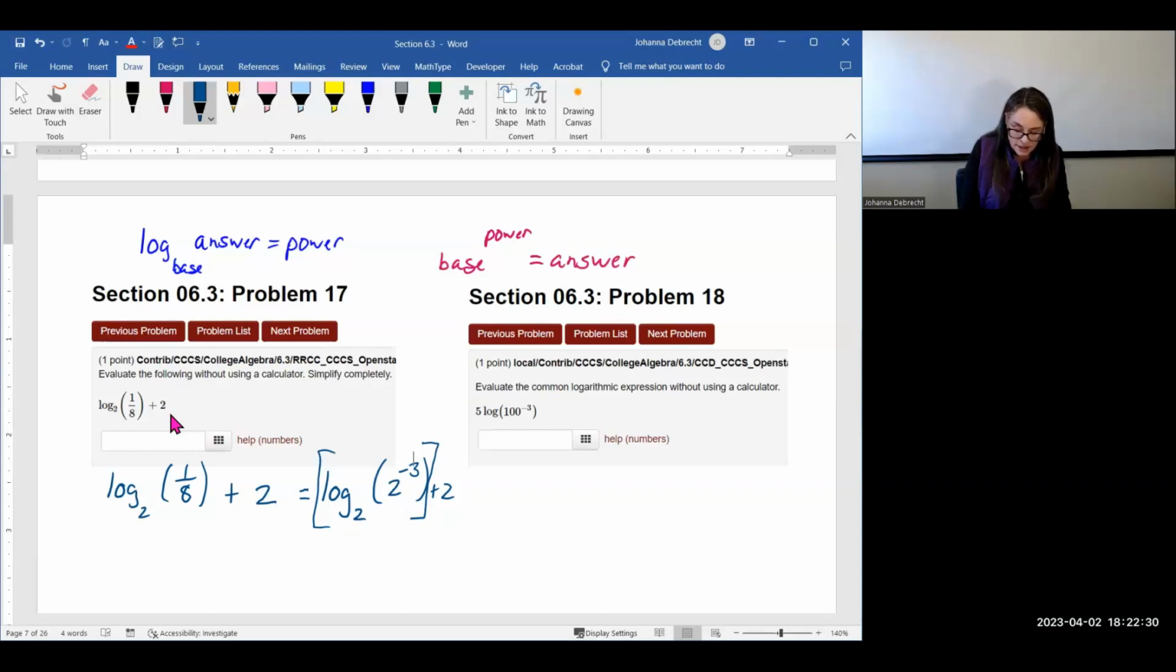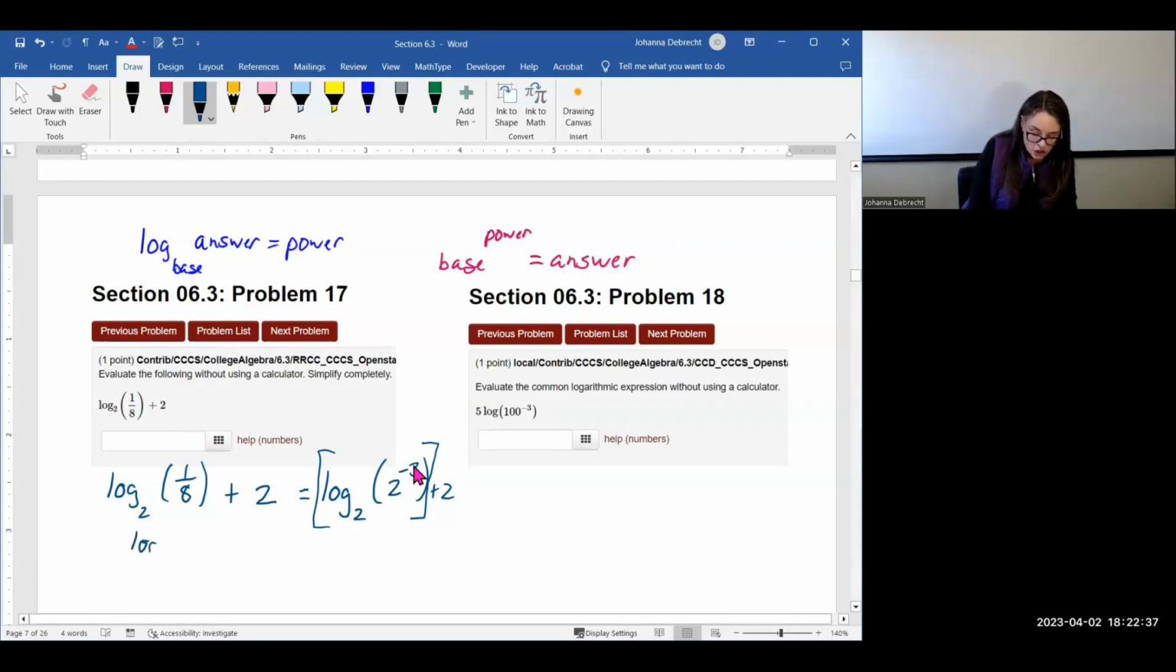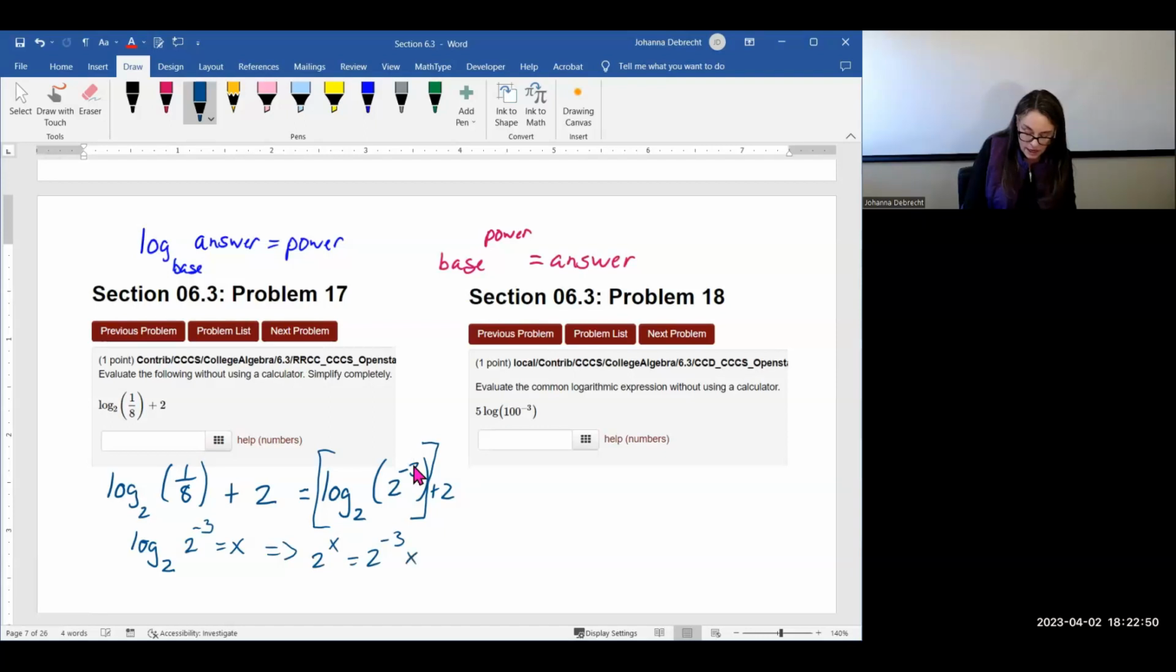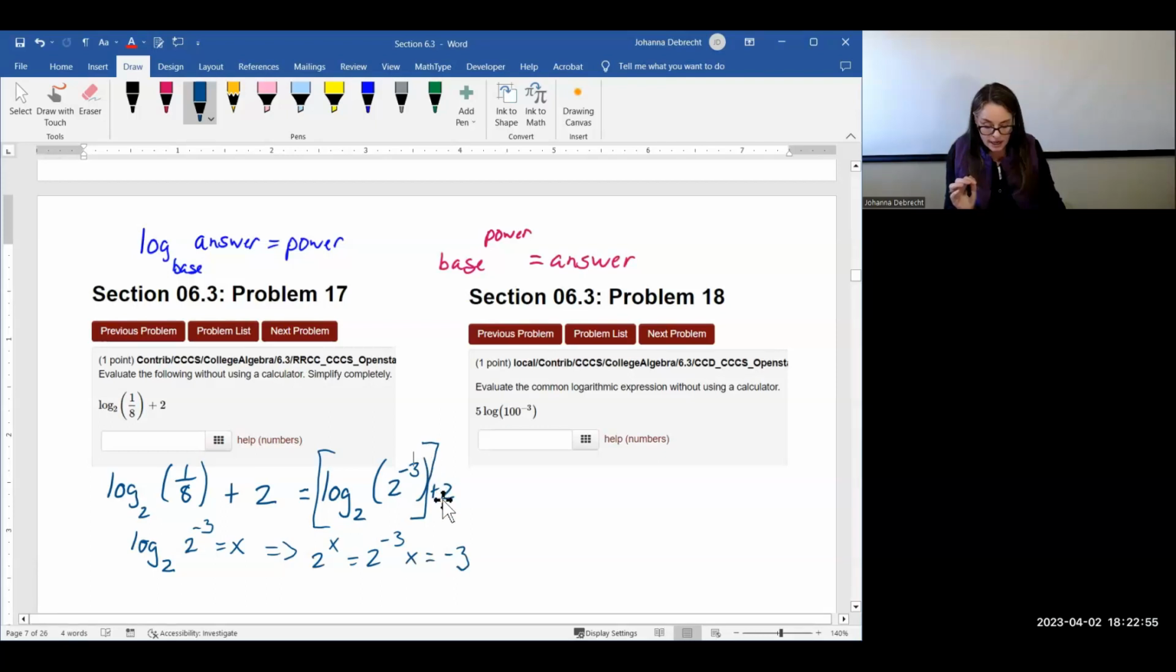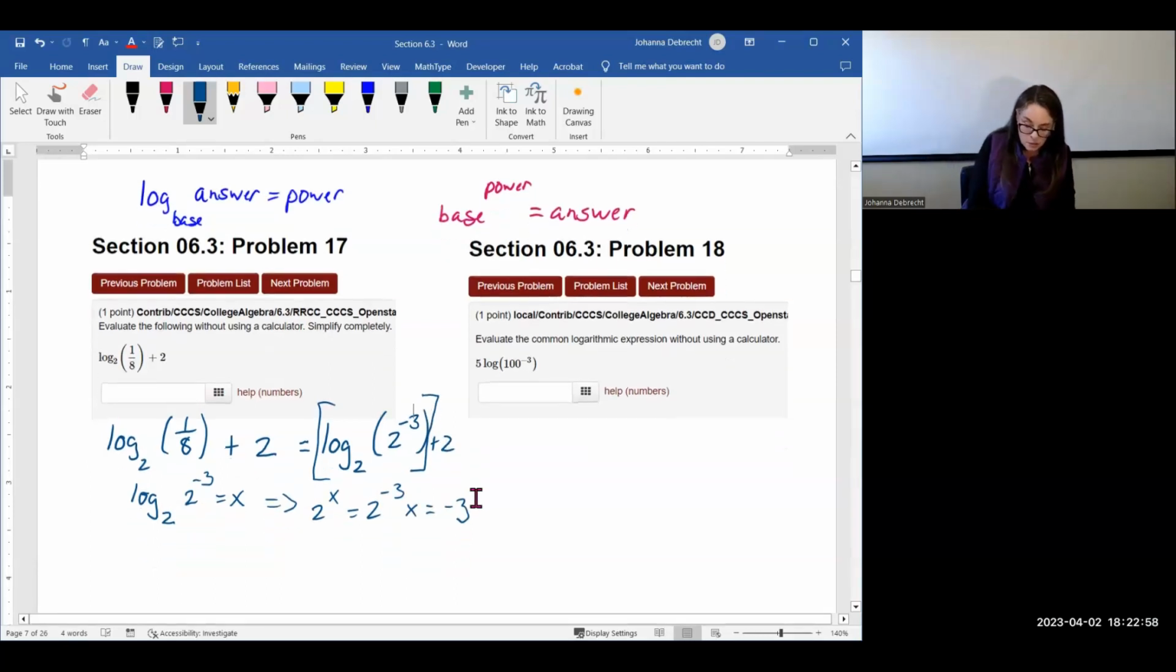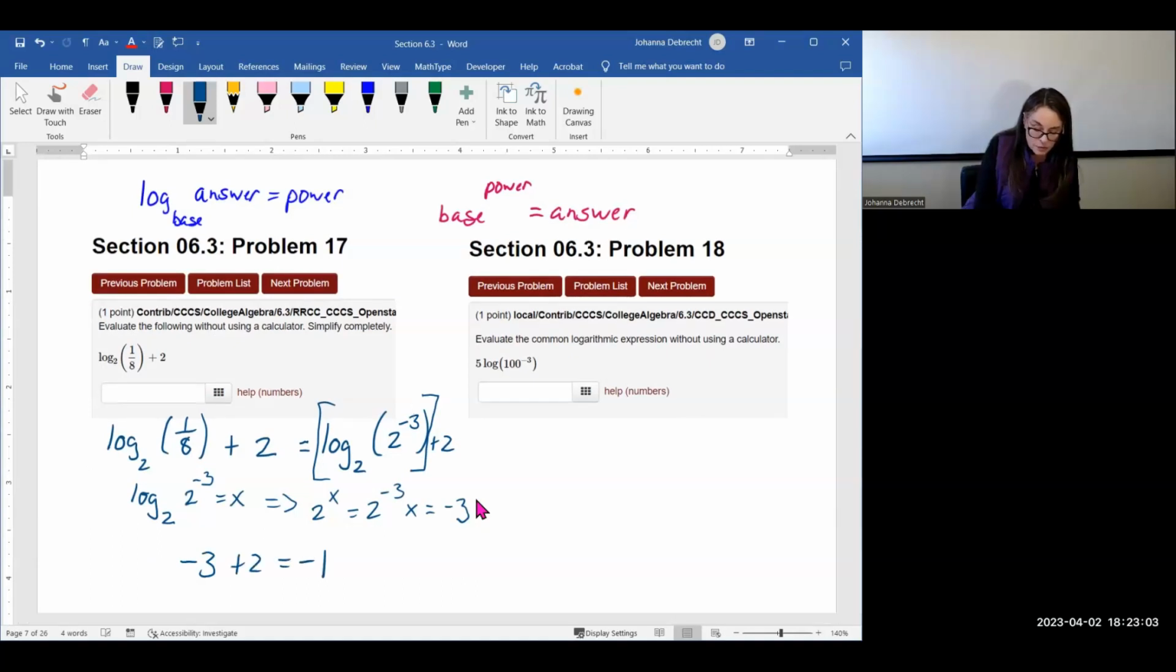If I just look at this part right here, it says 2 to some power gives me 2 to the -3. In other words, if I just look at the logarithm part and I set that equal to x, then I know from this that 2 to the x equals 2 to the -3, so x equals -3. And then I can take that part and add it to the 2 to get the answer to the problem. So then I have -3 plus 2 equals -1. So the answer here is -1.